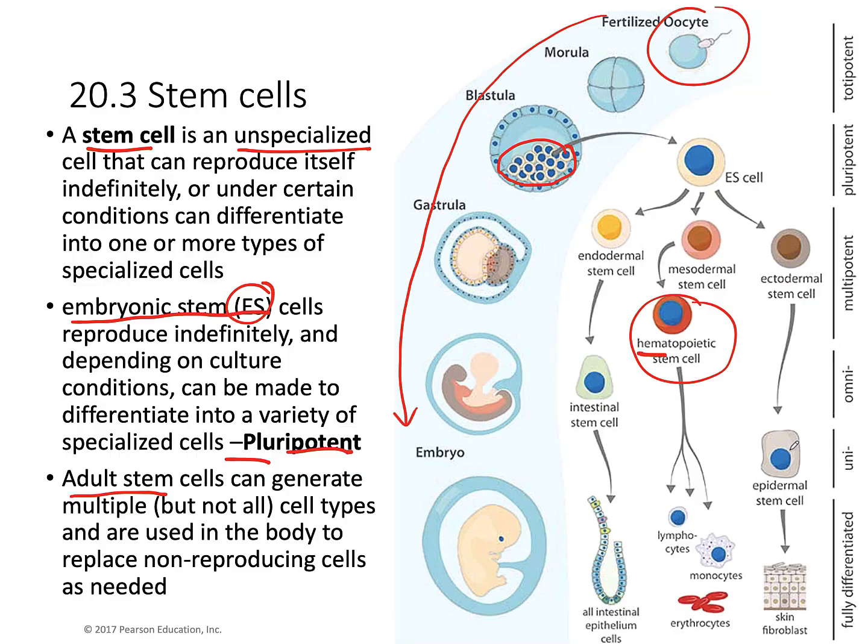They can make certain types of cells, but they're not pluripotent. They can't make every single type of cell. You can't take an intestinal stem cell and grow a whole human. You can take an embryonic stem cell and grow a whole human.